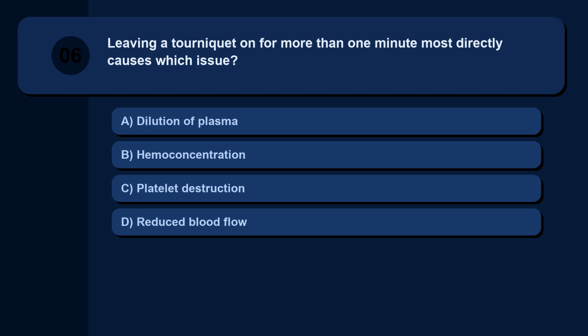Question 6. Leaving a tourniquet on for more than 1 minute most directly causes which issue? Dilution of plasma. Hemoconcentration. Platelet destruction. Reduced blood flow.